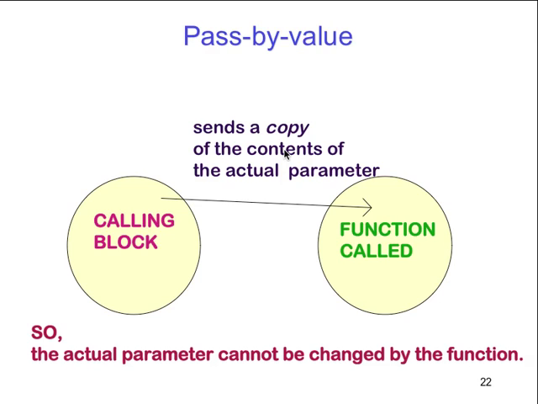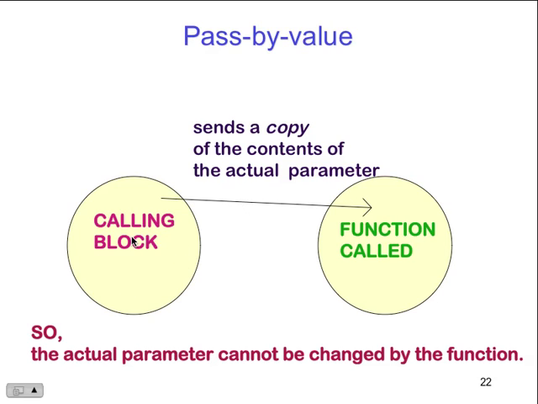Destroy it, spill coffee on it. But my original birth certificate is still intact. It hasn't changed, which is what you're doing when you send it to the function. It's like saying, make a photocopy of this letter and send it to somebody. Someone can burn it, it doesn't matter. I still have the original. So it sends a copy of the contents to the actual parameter.